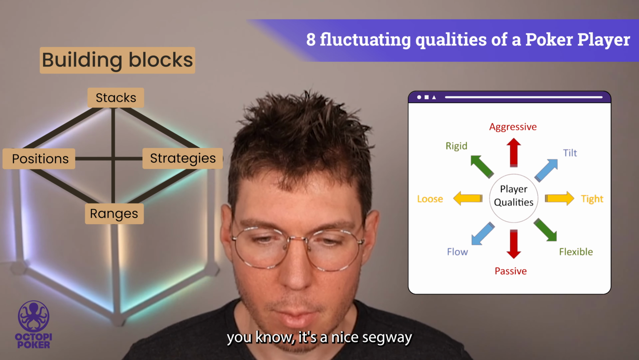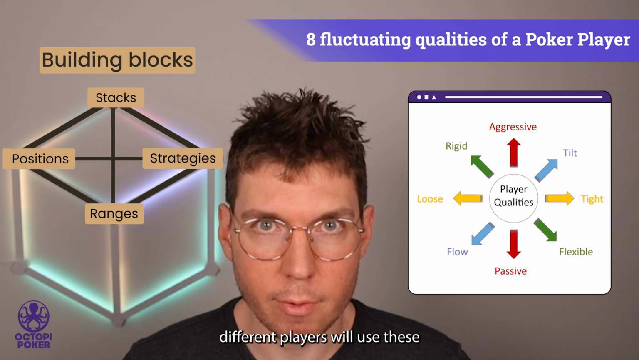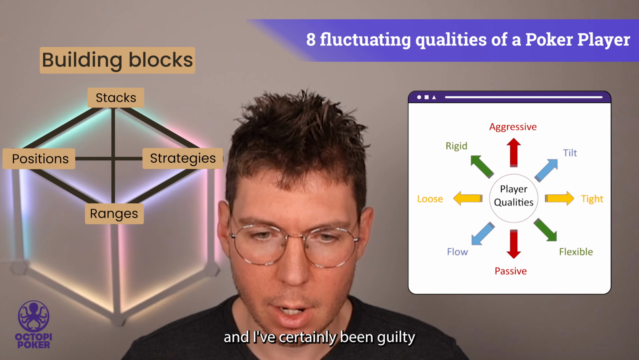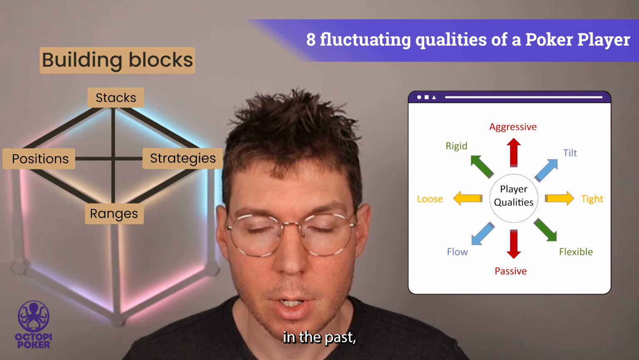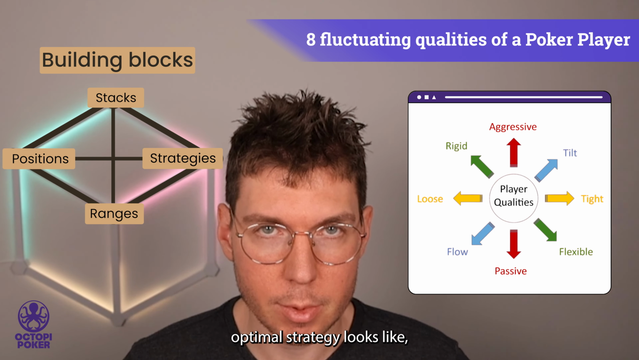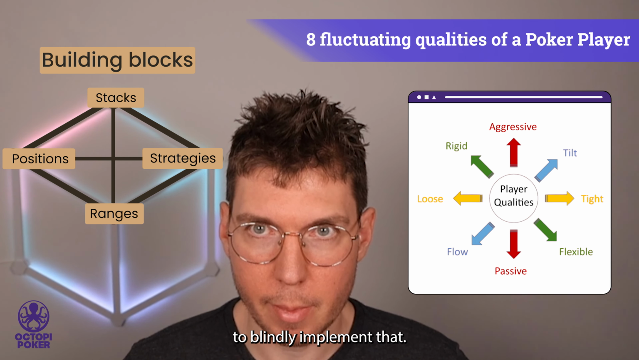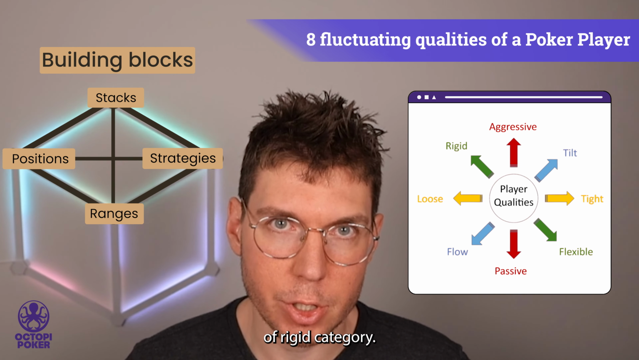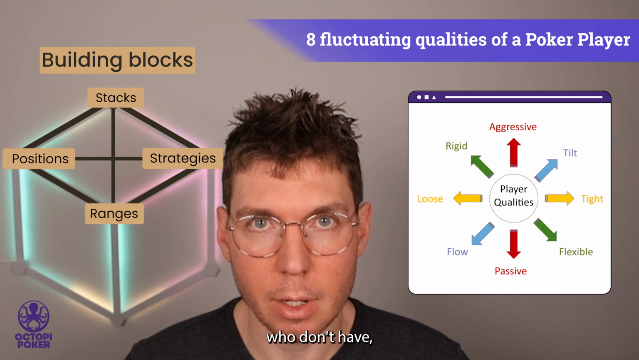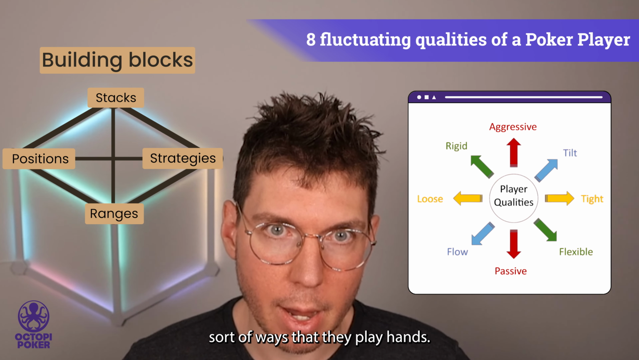So, it's a nice segue talking about simulations and the way different players will use these to their advantage. Certain player types in the modern era, and I've certainly been guilty of this myself in the past, will have an understanding of what a baseline game theory optimal strategy looks like, and they won't really look too far beyond that, and they will just look to blindly implement that. Those are the players I would put in a more sort of rigid category. You can also see rigidity in players who don't have in-depth game theory knowledge and more so just have sort of ways that they play hands.